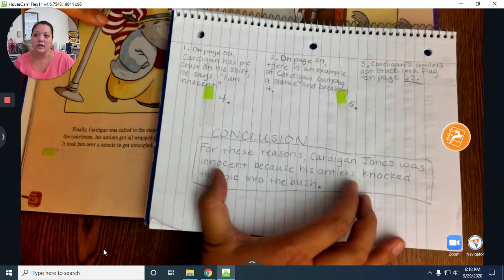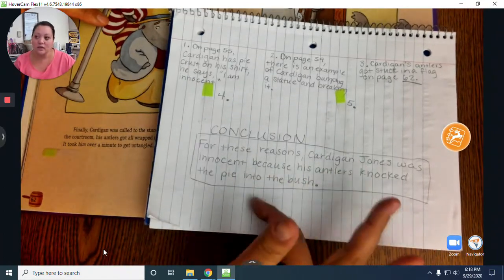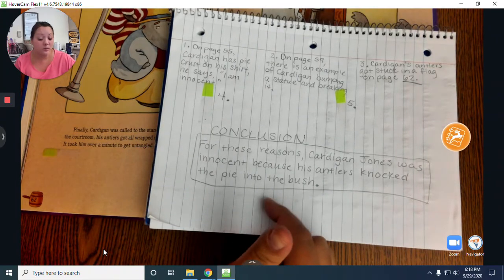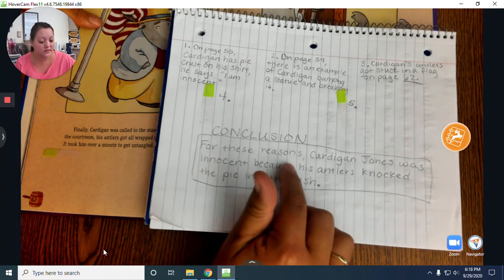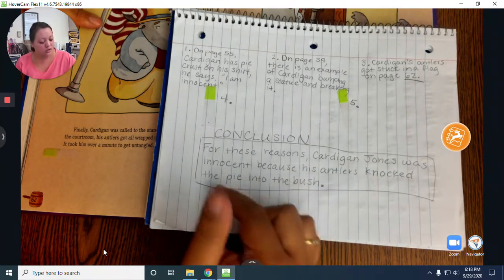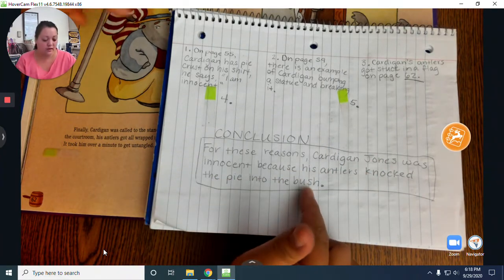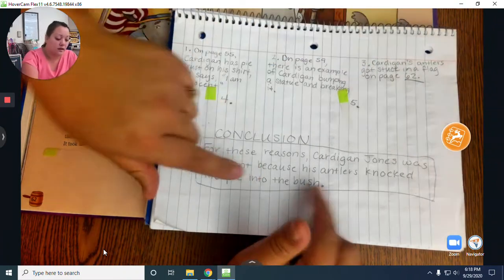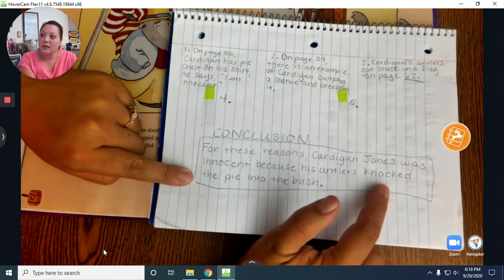Remember, it's important. If it doesn't relate to this conclusion, again, I'll read it one more time. This is what we came up with in class. For these reasons, Cardigan Jones was innocent because his antlers knocked the pie into the bush. So all these reasons contribute to this conclusion.